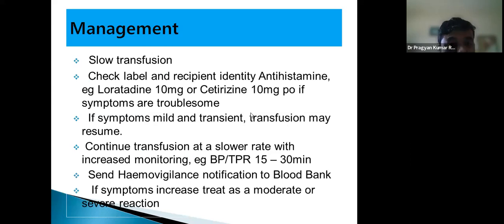Management: slow the transfusion. Check label and recipient identity. Antihistamines like loratadine or cetirizine can be started. If symptoms are troublesome, like if there is more itching, you can start cetirizine. If symptoms are mild and transient, transfusion may resume. Continue transfusion at a slow rate with increased monitoring of BP, pulse, and temperature. Send hemovigilance notification again to the blood bank. If symptoms increase, treat as a moderate to severe reaction.